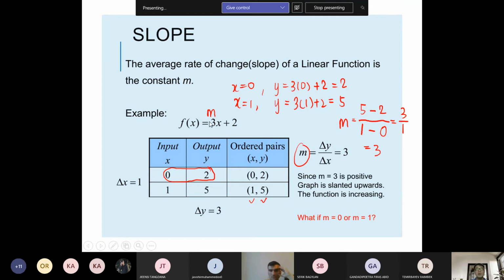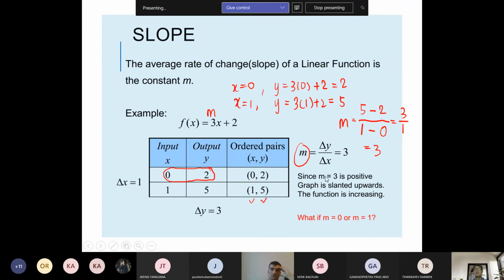Actually, for this example, we have the slope and we have the y-intercept. We are using this function as an example to create 2 points and to find the slope.